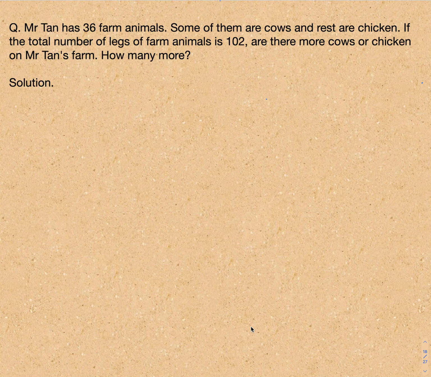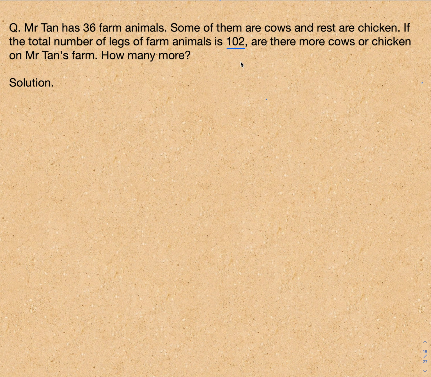So let's look at another interesting word problem on whole numbers. Let me read the question first. Mr. Tan has 36 farm animals. Some of them are cows and the rest are chicken. If the total number of legs of the farm animals is 102, are there more cows or chicken on Mr. Tan's farm? How many more?